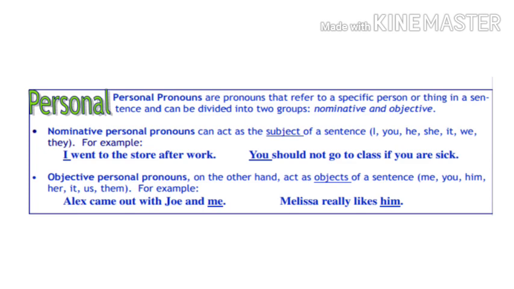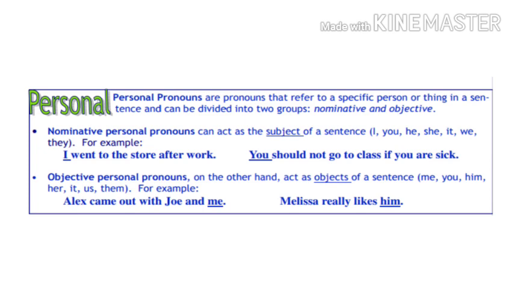I means here I is in place of subject. So this is nominative or subjective personal pronoun. Let's see one more example. You should not go to class if you are sick. Well, see in this sentence, you is used as a nominative personal pronoun which has been used in place of subject.